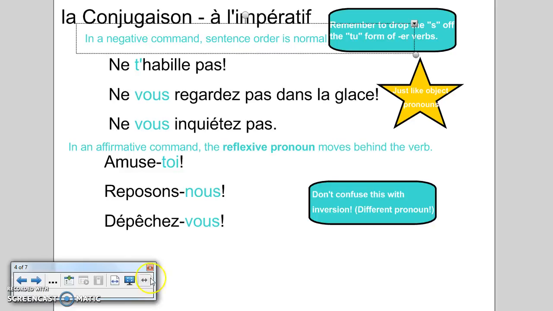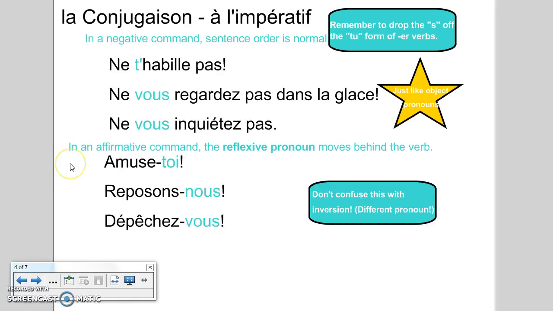Another tense that we talked about is the imperative. Okay, in a negative command, sentence order is normal. And don't forget that you need to drop the S off the tu form of your ER verbs. That's a rule from French 2, just on how to form the imperative. It has nothing to do with reflexives. Okay, so we would see ne t'habillez pas, ne vous regardez pas dans la glace, ne vous inquiétez pas, don't worry. So everything is normal. Notice that we dropped the subject pronoun, but we kept the reflexive pronoun because that's how you form a command. You drop the subject pronoun, and the placement is just like object pronouns. So this rule is not new.